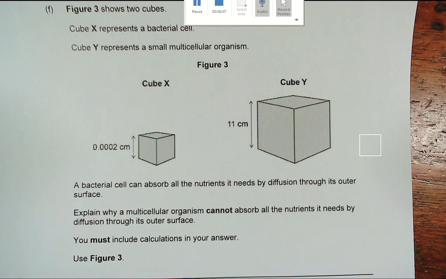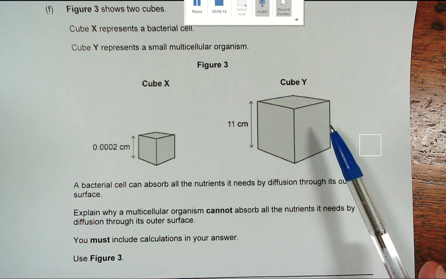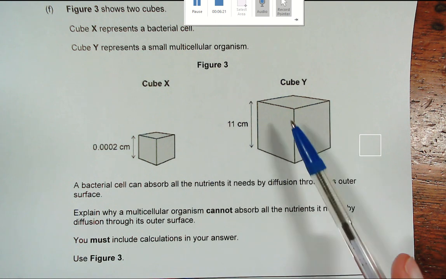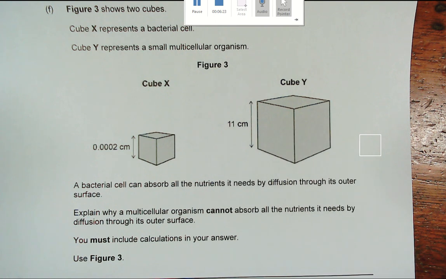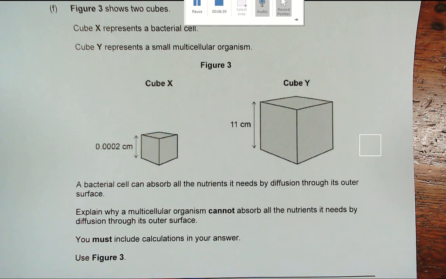So if we're thinking about oxygen, which is a really nice example of a gas that diffuses into cells, it would be really tricky to get enough oxygen into each of these cells if it was taken in through the outer surface. That's why we tend to see multicellular organisms having large exchange surfaces like the lungs or like the small intestine, rather than absorbing that directly from the environment or through the surface.